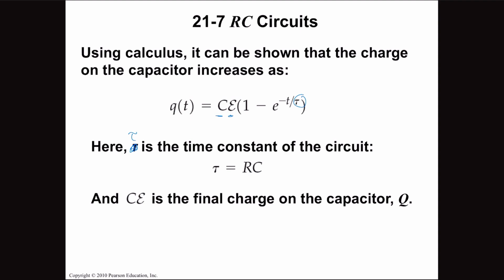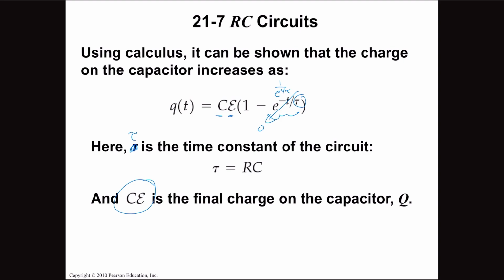All right, and then C times E is going to be the final charge on the capacitor, because as time goes up, this term is going to decrease, and this is going to get closer and closer to 1. Remember, this is 1 over e to the t over tau. So as t gets bigger, e gets bigger, this term over here is going to go to 0 as time goes on, and we're left with just CE times 1, and that would be fully charged.